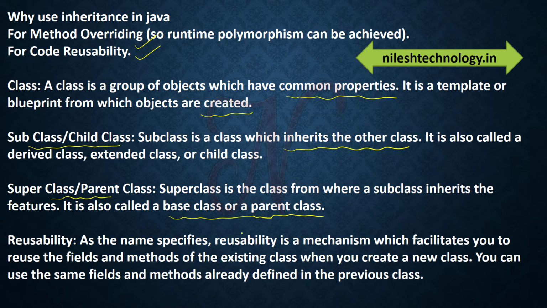Next, reusability. As the name specifies, reusability is a mechanism which facilitates you to reuse the fields and methods of the existing class when you create a new class. You can use the same fields and methods already defined in the previous class. So that is reusability.